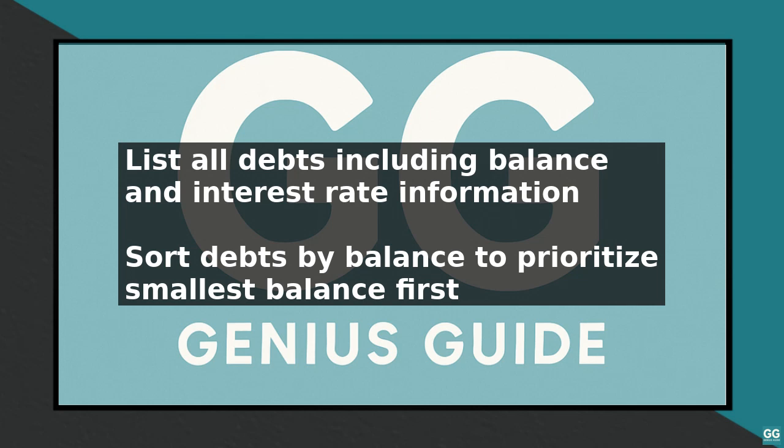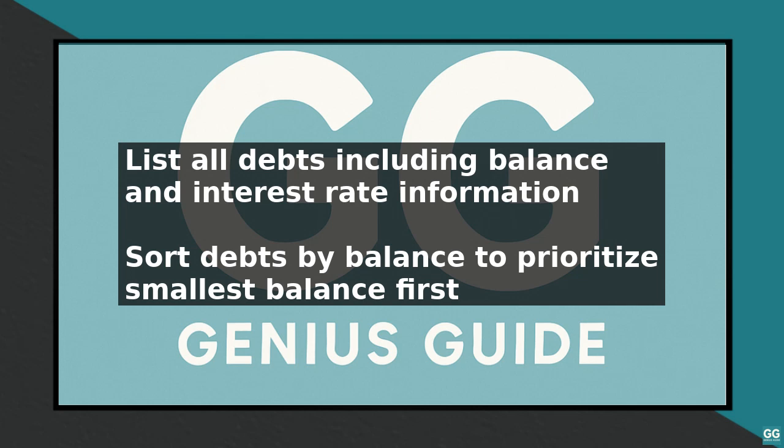Next, allocate your income towards essential expenses such as rent, utilities, and food. Use the 50-30-20 rule as a guideline, where 50% of your income goes towards necessities, 30% towards discretionary spending, and 20% towards saving and debt repayment.